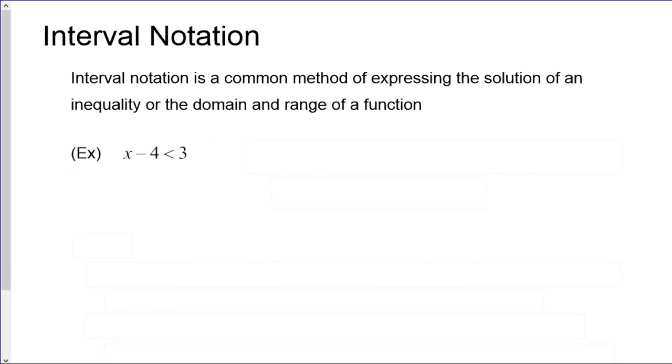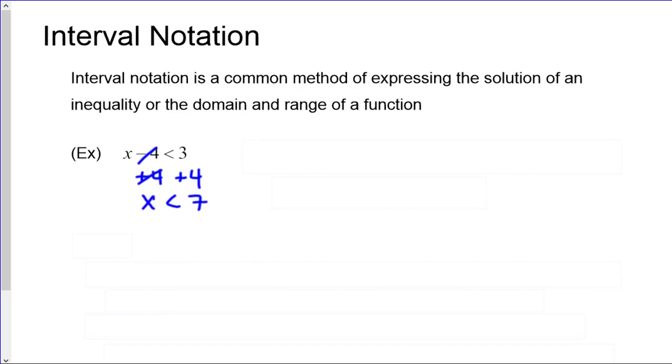For example, if I have the inequality x minus 4 is less than 3. It's a fairly simple inequality to solve. All I need to do is add 4 to both sides. And that cancels out this negative 4, so I come up with x is less than 7.